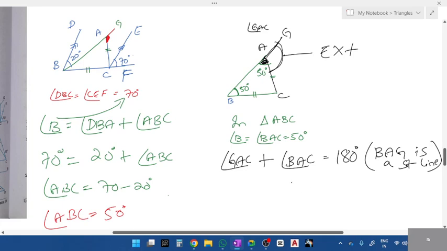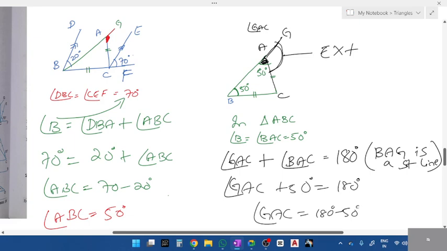So it is understood if BAG is a straight line, these two angles are equal to 180. So angle GAC plus 50 degrees is equal to 180. Angle GAC is equal to 180 minus 50. The answer is 130.